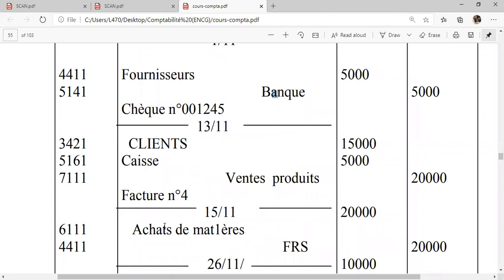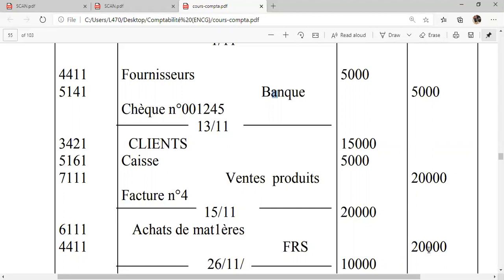So we have achat de marchandises, de matériel premier, as an account debited of 20,000 dirhams. And this is the corresponding account for it. This FRS is an abbreviation for fournisseur, which is going to be 20,000 as well. The name of the fournisseur is a facture.